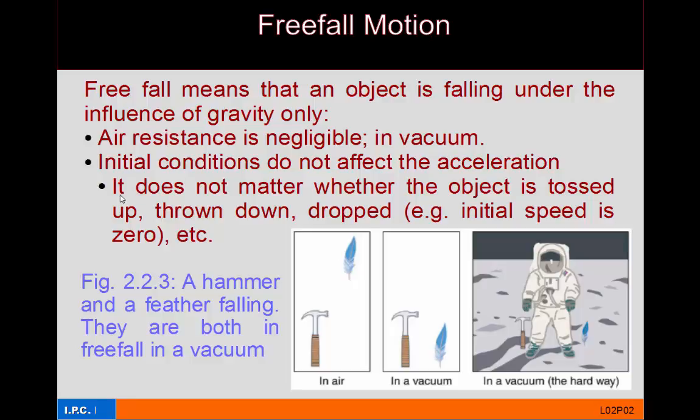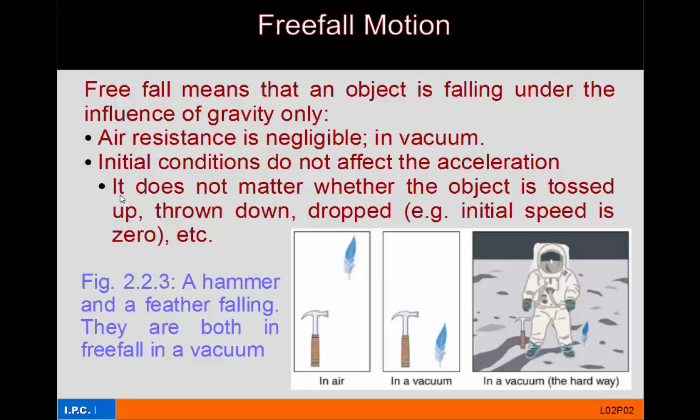Okay, so now I wanted to look at a special case of constant acceleration, which is called freefall motion. So freefall motion basically means you have an object which is falling under the influence of only one thing, which is gravity. So air resistance is negligible, or the object is in vacuum. In other words, there's no air to produce air resistance, and it is in fact falling. It's not being held by a hand or a string or a magnet or whatever you want to hold the object with.